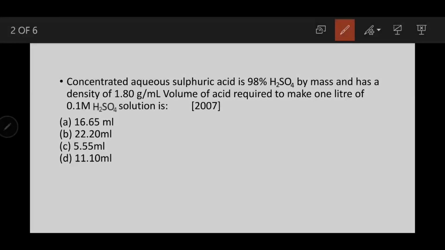Here is a question that was asked in AIPMT 2007. Let me read the question for you. Concentrated aqueous sulfuric acid is 98% H2SO4 by mass and has a density of 1.80 grams per milliliter. The volume of acid required to make 1 liter of 0.1 M H2SO4 is, and we have the four options: A, 16.65 ml; B, 22.20 ml; C, 5.55 ml; and D, 11.10 ml.